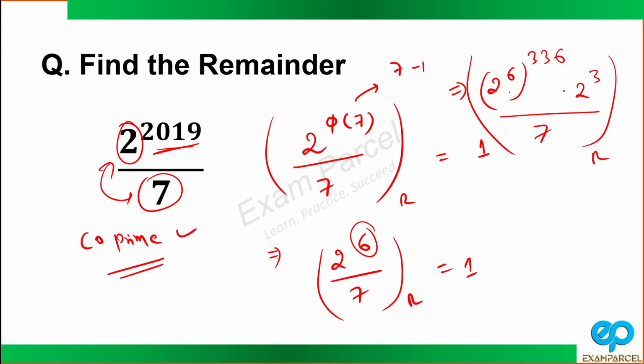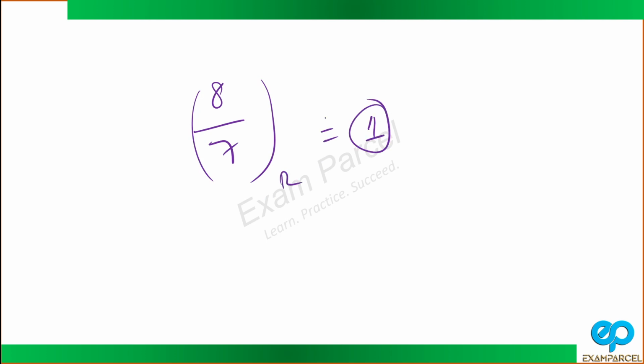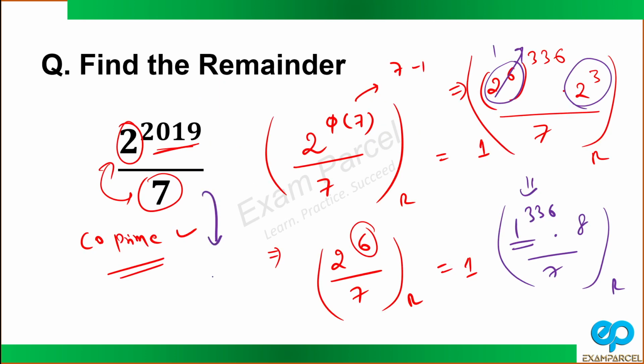Fine. Now since this remainder is 1, I can simply replace it by 1. So 1 raised power 336 into, now 2 raised power 3 can be written as 8 upon 7 remainder. Now any large power of 1 is going to give me 1. So 1 into 8, 8 upon 7. So 8 upon 7, this remainder is going to give me 1, right? So finally our answer is 1. I hope this is clear to you.